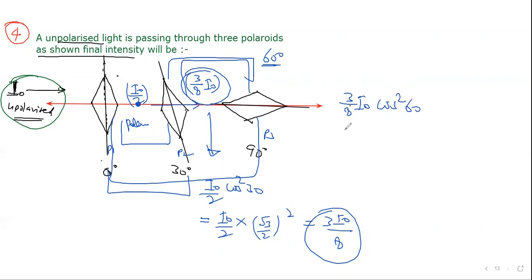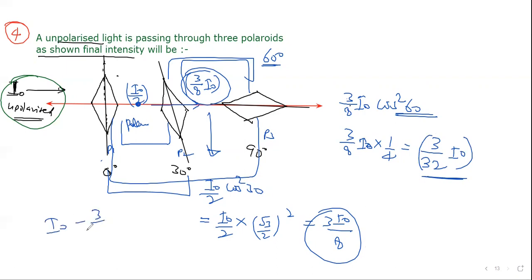Cos square 60. So 3 by 8 of I naught. Cos 60 we know is 1 by 2, correct? And we need the square here, so it becomes 1 by 4. So 3 by 32 of I naught. This much of the intensity is passing through the system. If they ask for blocked, you can subtract I naught minus 3 by 32 of I naught. That's your blocked intensity. The passing intensity is only this much, 3 by 32 of I naught.